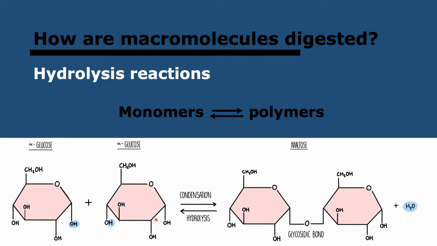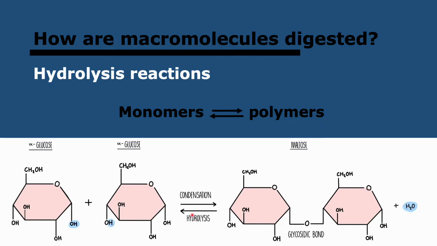We need another function within the cell. Also, it's a source of energy. So when you break these bonds, I told you that for a condensation reaction, you need ATP, you need energy. Well, when you do it the other way around, you gain energy. So energy is released.